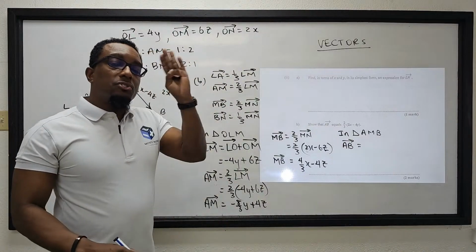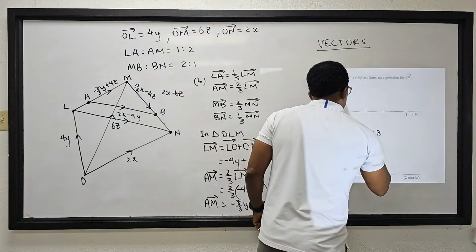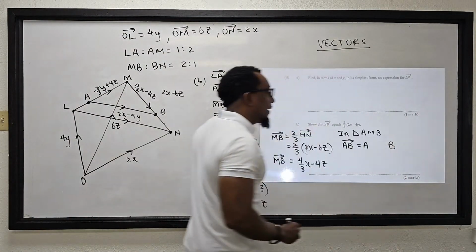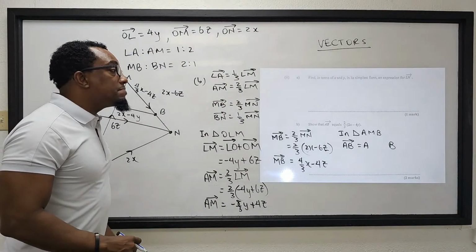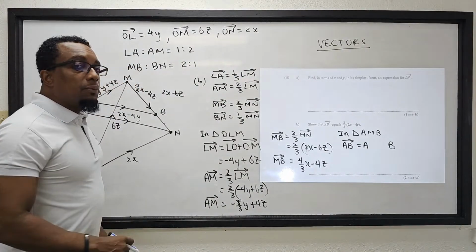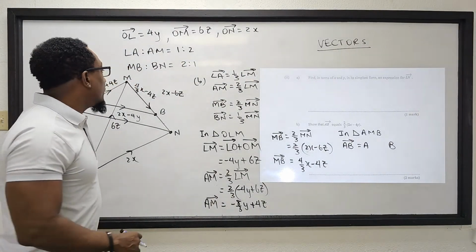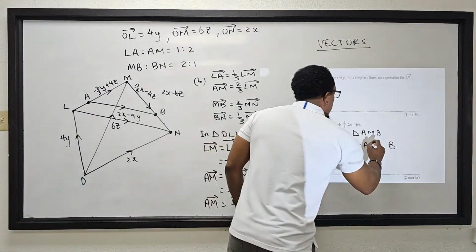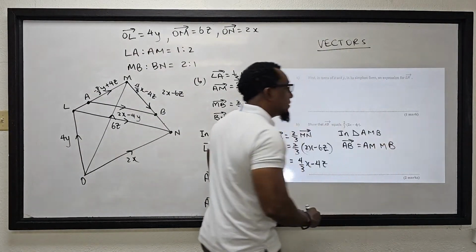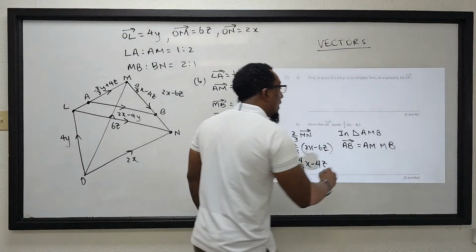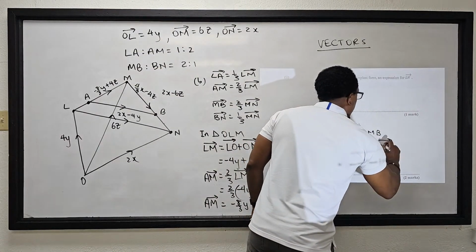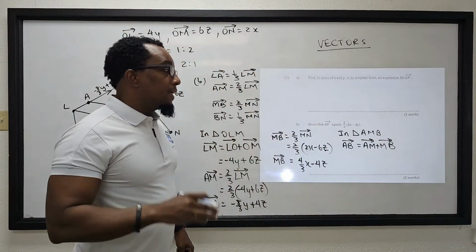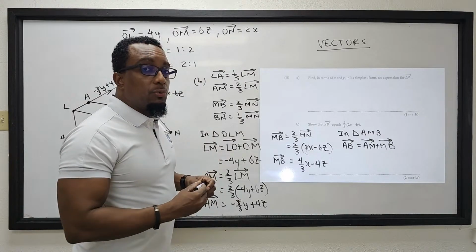Remember, we must start with A and end with B, and we must have the same letter in the middle, and the same letter will be the third vertex on that triangle, which will be M. So this will be M placed in the middle, separating your two vectors into AM and MB, and of course, you have an addition sign to show the sum of the two vectors.